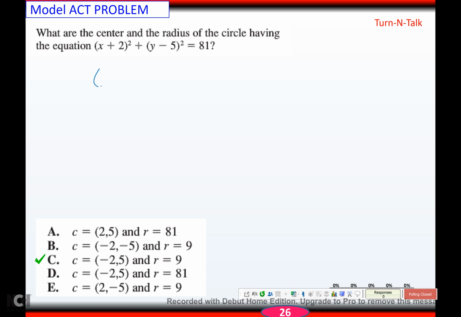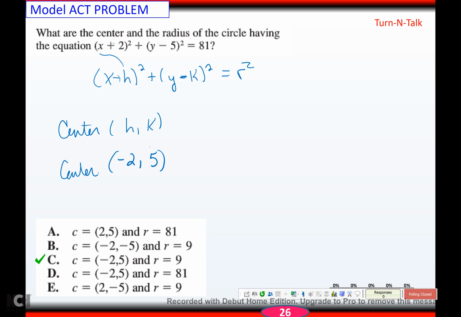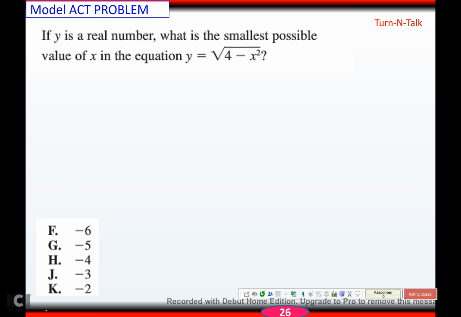So your equation is x minus h squared plus y minus k squared equals radius squared, and your center is at (h, k). And then obviously your radius is the square root of whatever's over there. So just remember that because of that plus, h is not positive 2 like it looks like. H is actually negative 2. And because of this minus, k is not really negative 5, it is positive 5. So there's my center. And if this is my radius squared, then radius squared equals 81, so my radius equals 9. Okay?